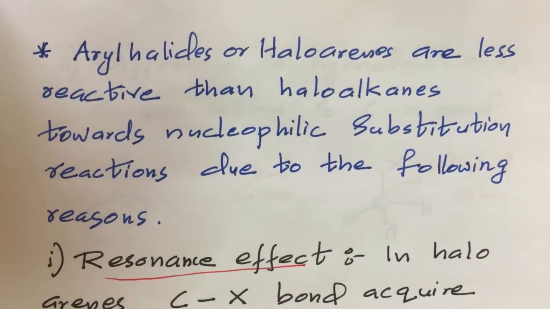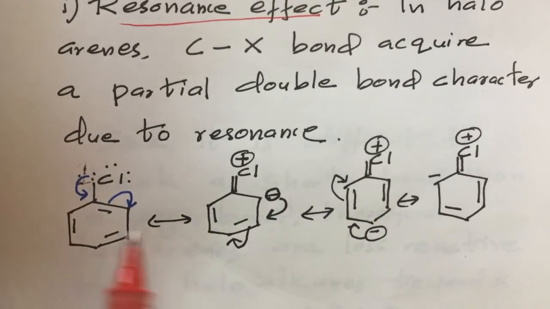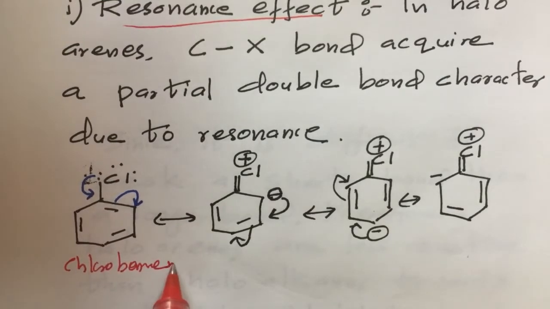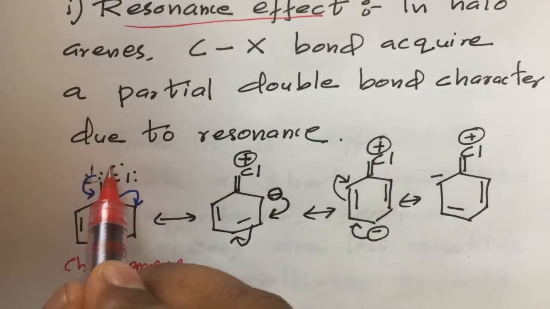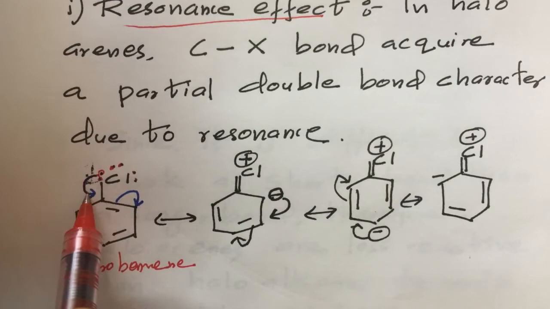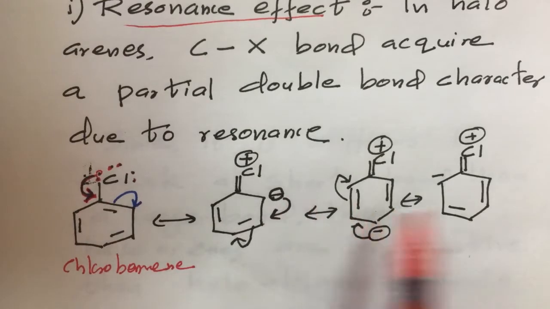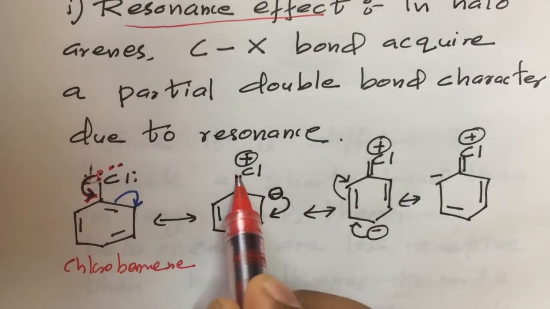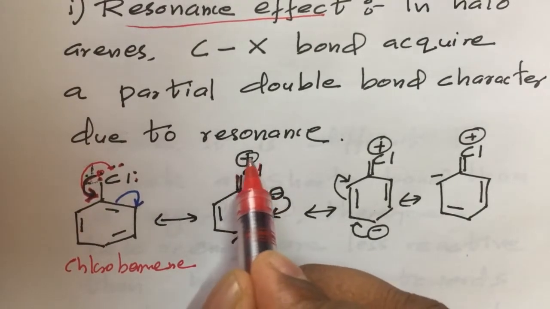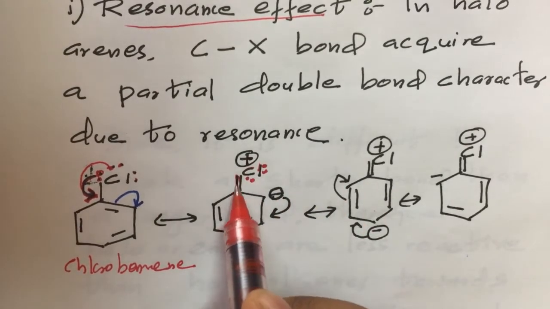Let's see the resonating structures of a haloarene. One example of a haloarene is chlorobenzene. In chlorobenzene, chlorine has a lone pair of electrons, and this lone pair is donated to the benzene ring, shifted to the benzene ring. Then in the second structure you can see a double bond. After shifting these two electrons, chlorine acquires a double bond, and the remaining lone pairs stay on chlorine.